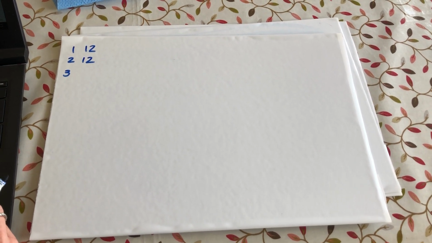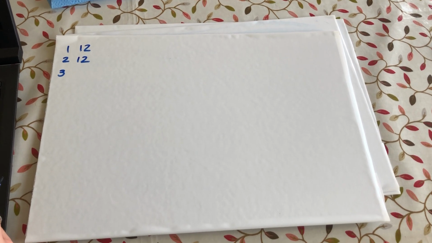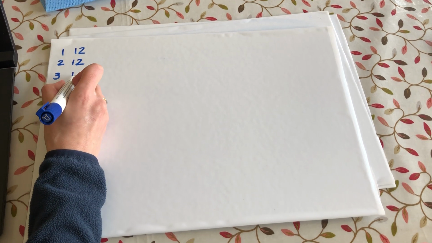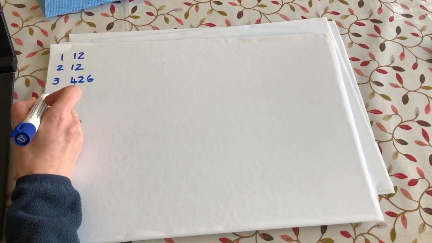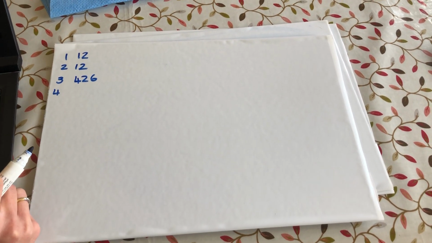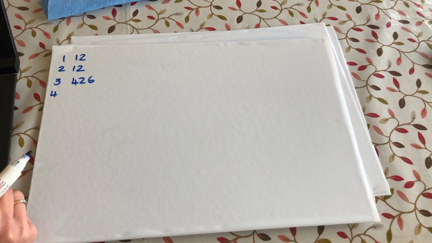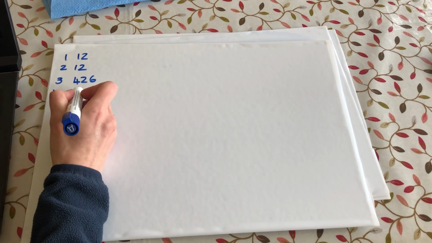476 minus 50. I would use a mental method for this rather than a written calculation. 5 tens away from 7 tens leaves me with 2 tens. 426. Question 4. 1/3 of 30 is the same as saying 30 divided by 3, which is 10.